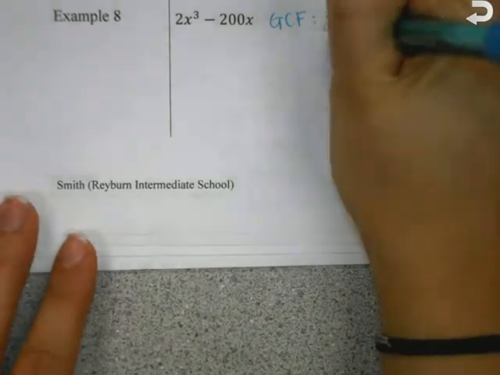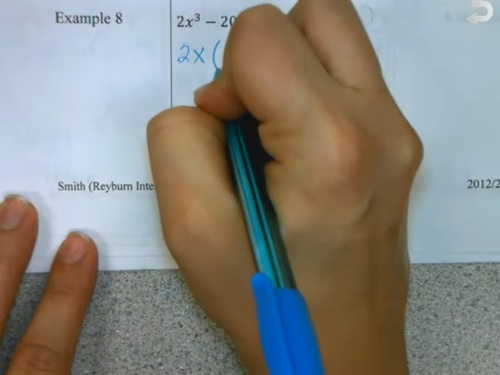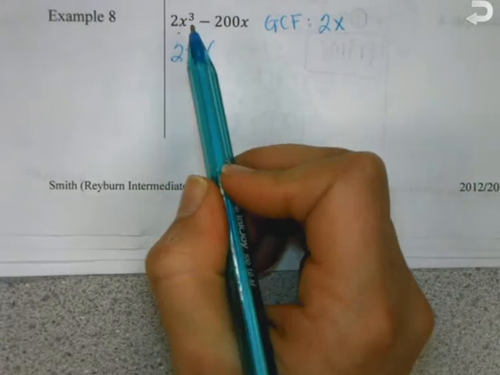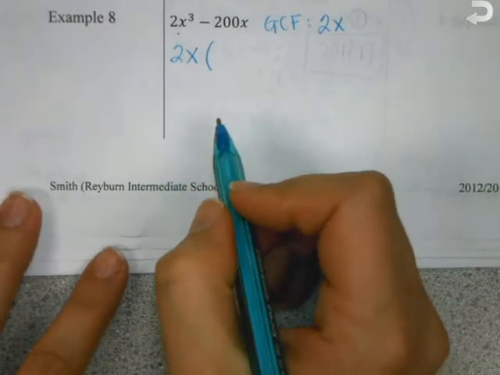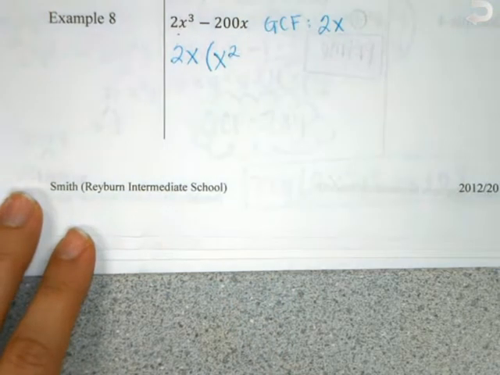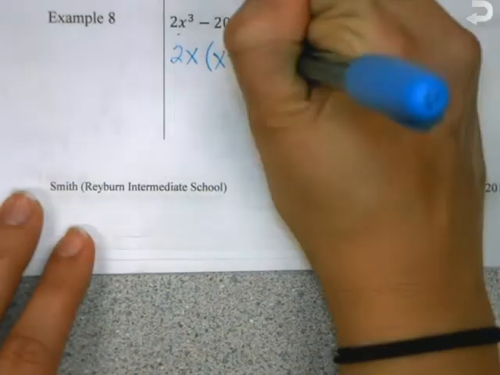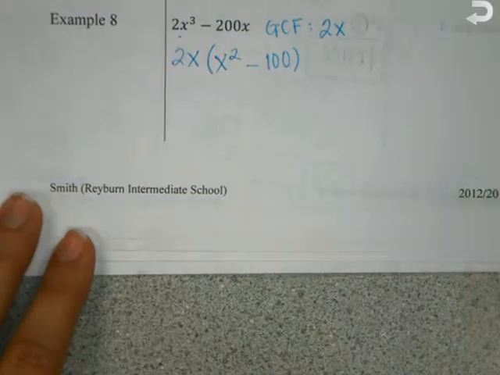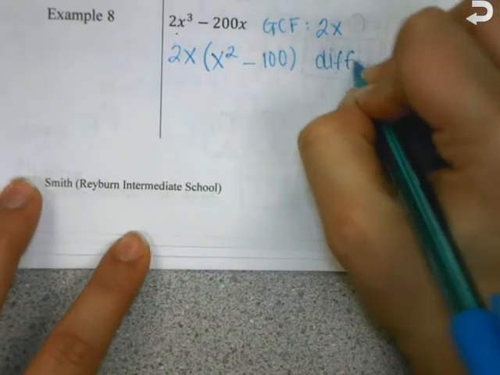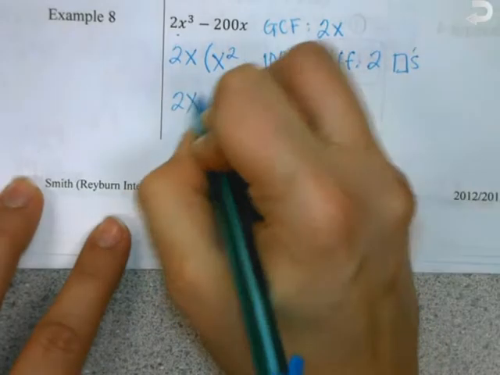If I divide by 2x, what's left, Christy? X squared minus 100. Okay, so now this is a difference of 2 squares. So we have 2x times x plus 10 times x minus 10. And that's your answer.